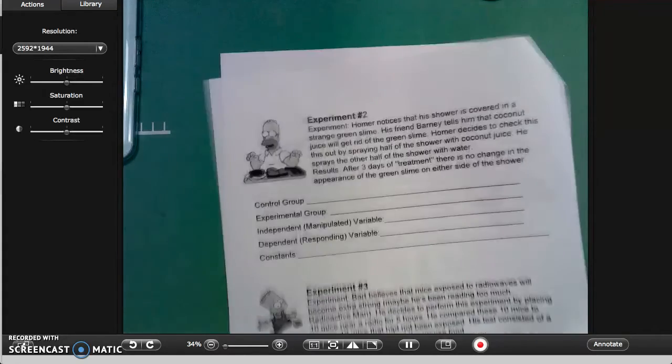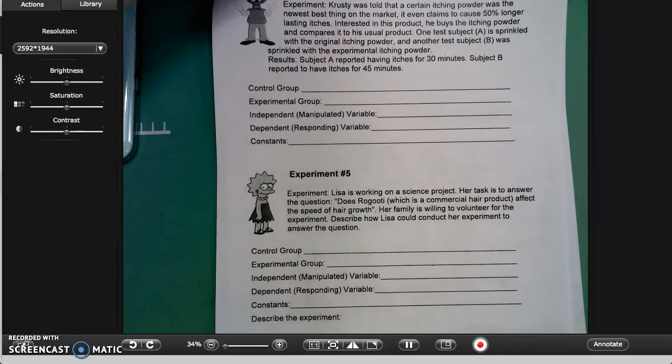Where this changes is going to be experiment 5. So experiment 5, sorry, I'm out of focus here. Lisa's working on a science project. Her task is to answer a question and it says describe how Lisa could conduct her experiment.